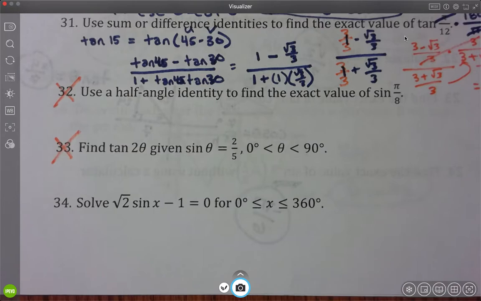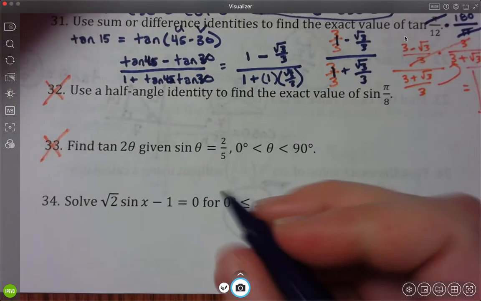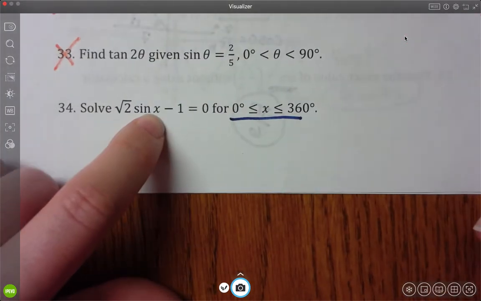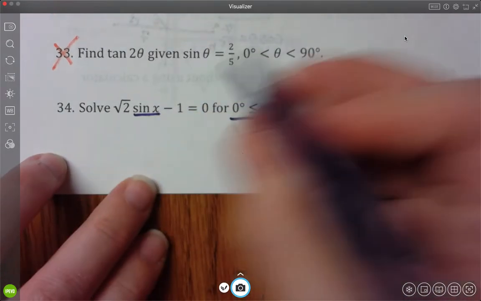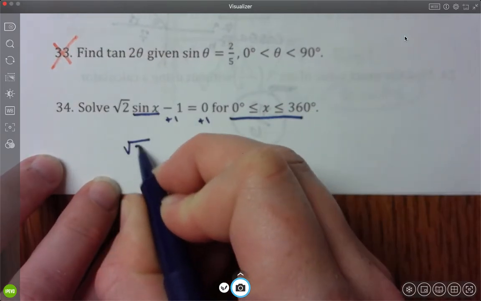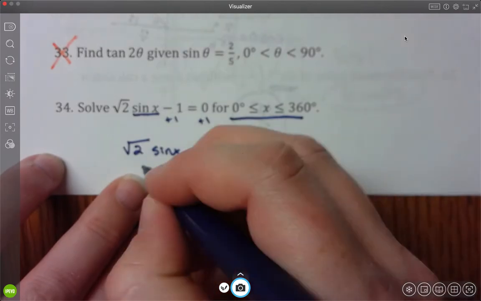34. Let's go to that one. Let's go ahead and solve this, and they want us to just find solutions between 0 and 360. The square root of 2 sine of x minus 1 equals 0. I want to solve and get sine of x by itself. So I'm going to add the 1 first. So I have the square root of 2 sine of x equals 1. And then I'm going to divide by the square root of 2.